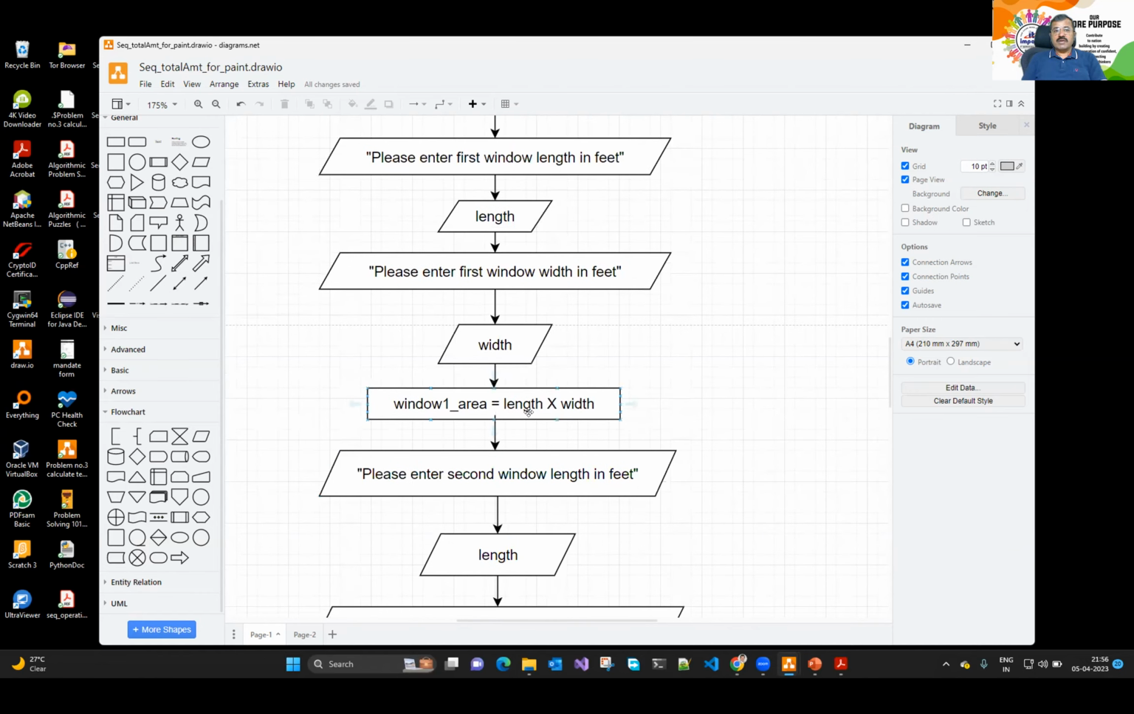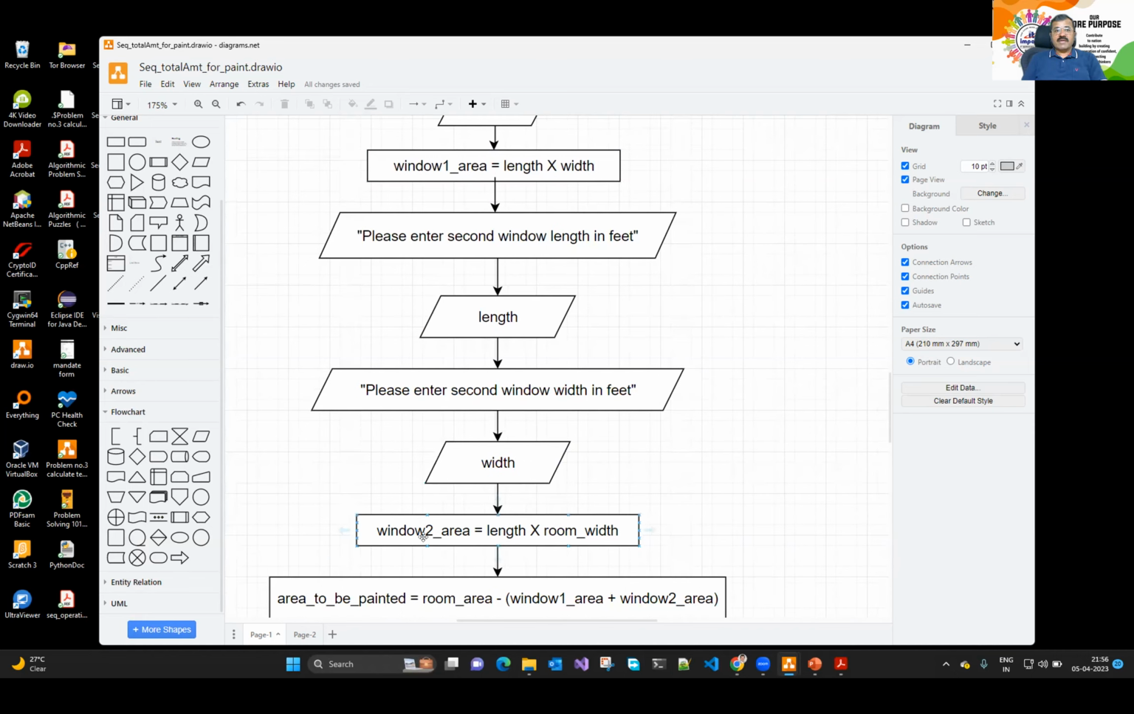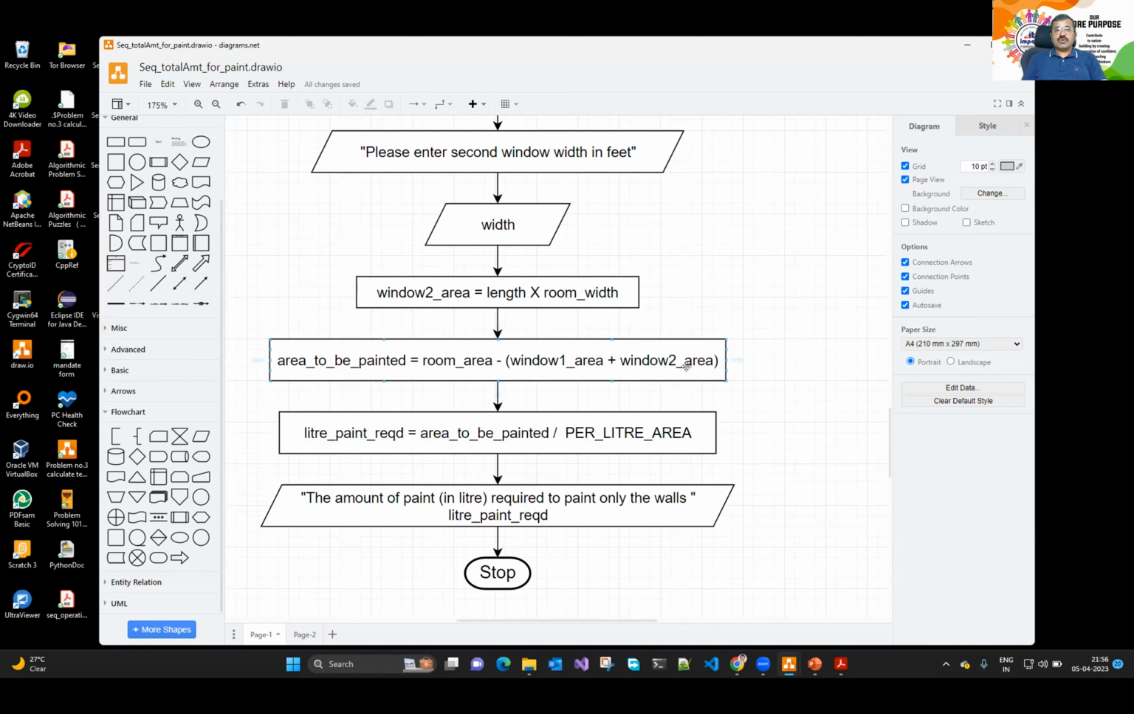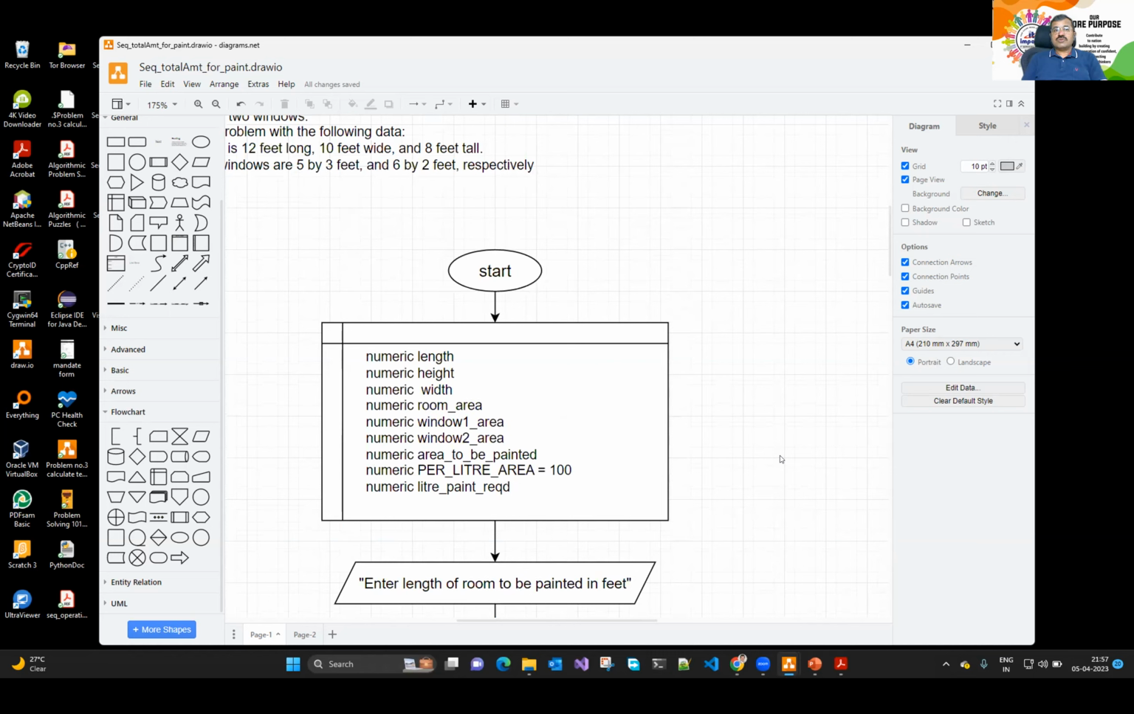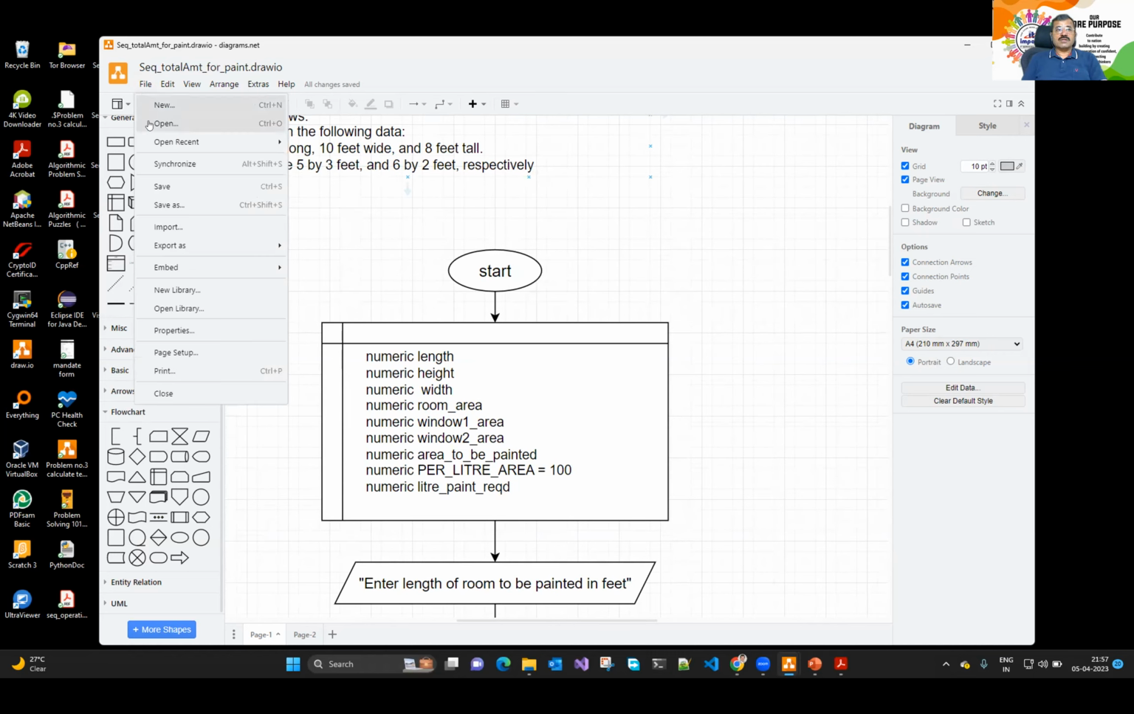So we first calculate area of first window. Then we calculate area of the second window. Then the total of the 2 windows we have subtracted from the room area. So we got the area to be painted. Now area to be painted divided by per liter area. That gives you the liters of paint required. And then we display the result and so on. So take your time. Make sure that you are not hurrying to the solution.